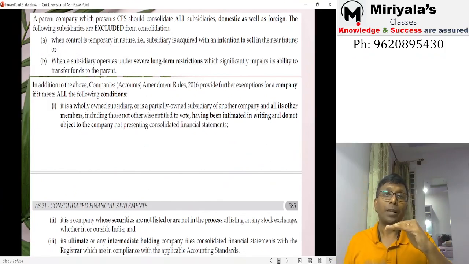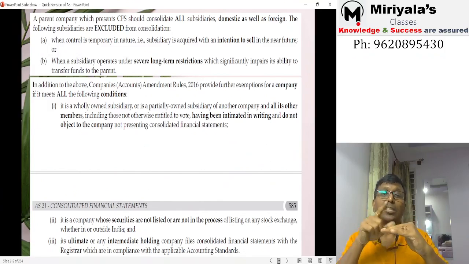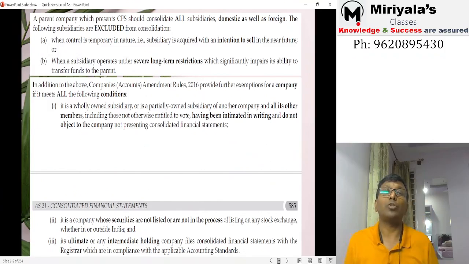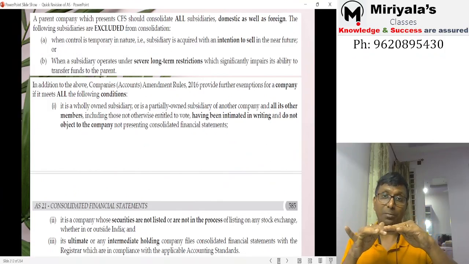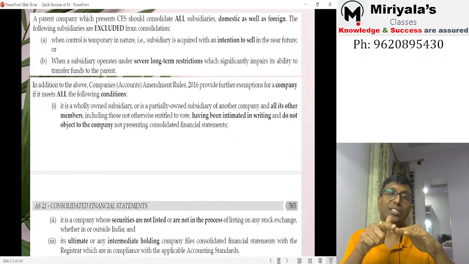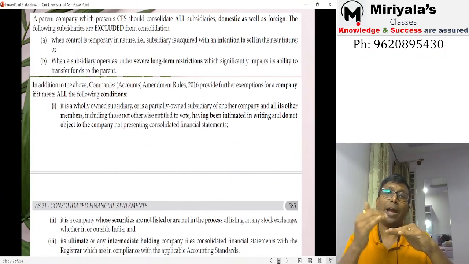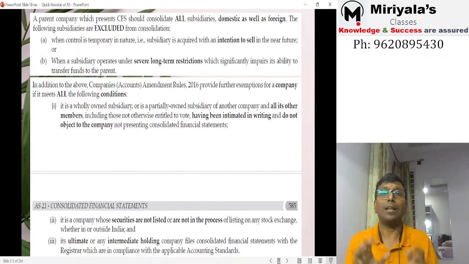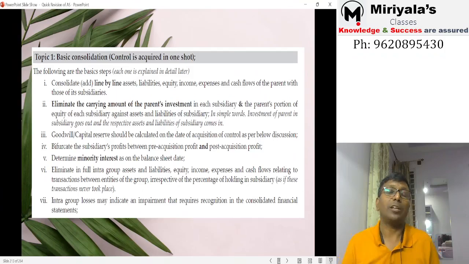At the same time, when I am not preparing the consolidated financial statements, I should speak to my shareholders and get permission from them. Nobody should object to my not preparing consolidated financial statements. If there is no objection, and the other two conditions are met, that it is not listed or in the process of listing, and my parent company is consolidating me and my subsidiary below, then you don't need to prepare any consolidated financial statements. Otherwise, you are supposed to prepare them.